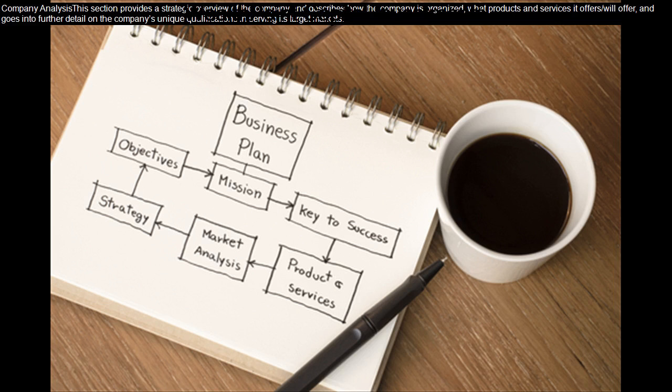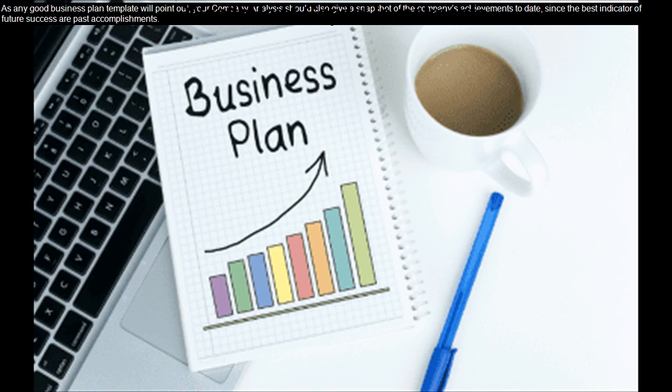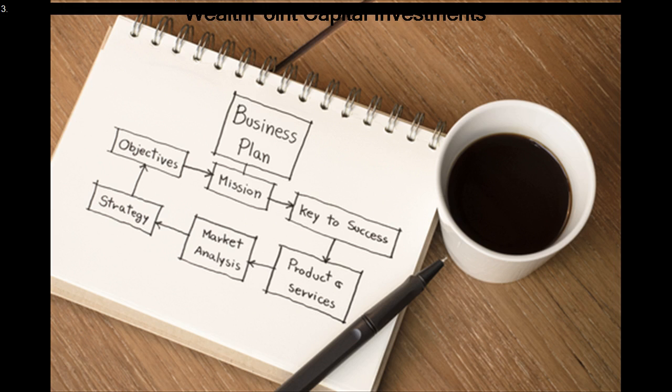Company analysis. This section provides a strategic overview of the company and describes how the company is organized, what products and services it offers/will offer, and goes into further detail on the company's unique qualifications in serving its target markets. As any good business plan template will point out, your company analysis should also give a snapshot of the company's achievements to date, since the best indicator of future success are past accomplishments. 3.